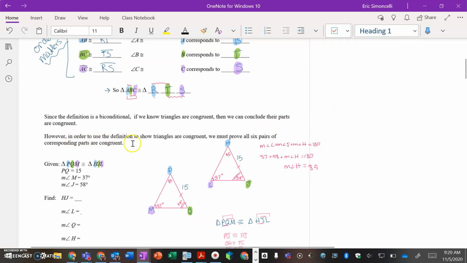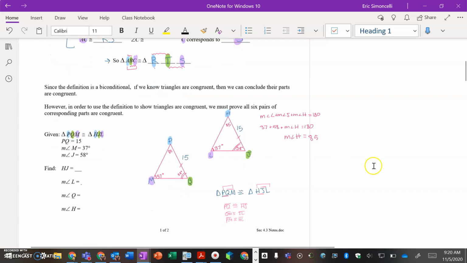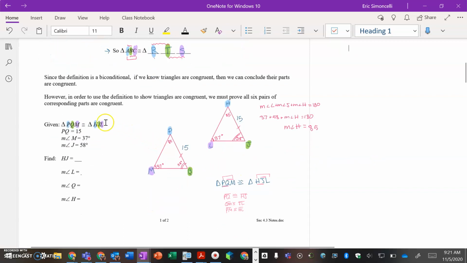However, in order to use the definition to show triangles are congruent, we must prove all 6 pairs of corresponding parts are congruent. So for this next problem, it's given. It looks like a proof, but it's actually not. They're just giving you information. You're not trying to prove anything. You're just trying to find values here. Triangle PQM, which is drawn for you here, is congruent to triangle HJL. Notice the color coding again.